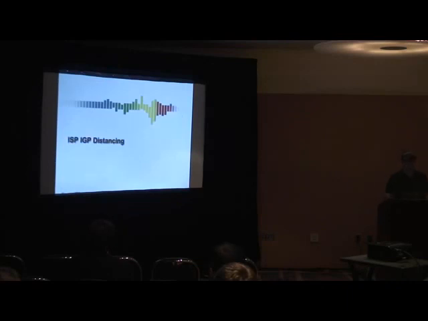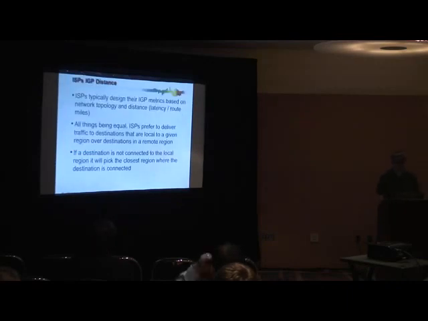ISP IGP distancing. ISPs typically design their IGP metrics based on network topology, usually some measure of distance, could be route miles, could be latency. And all things being equal, ISPs generally prefer to deliver traffic to destinations that are local to a given region, rather than through a remote region. And when they have to use a remote region, they usually like to use a remote region that's closer as compared to a remote region which is further away.